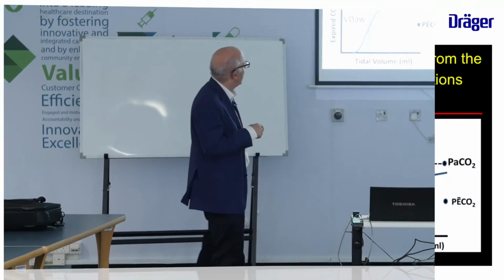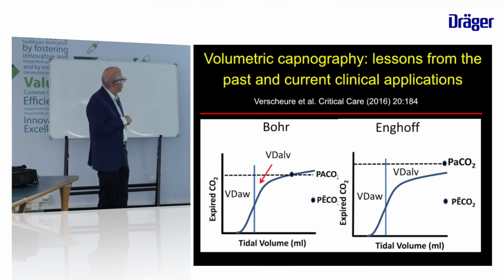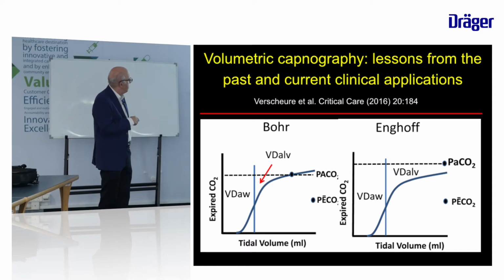You know that there are two methods. This is the expired CO2, this is the tidal volume. This is the curve of expiration. Usually you have automatic information on the alveolar dead space and anatomical dead space, from the middle of the initial phase of expiration here. And then with the Bohr method, you assume that the alveolar PCO2 is given in the middle of this second phase of expiration.